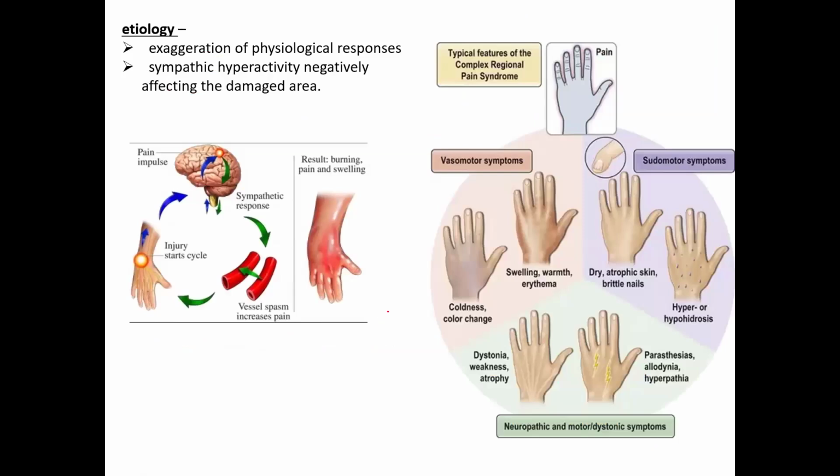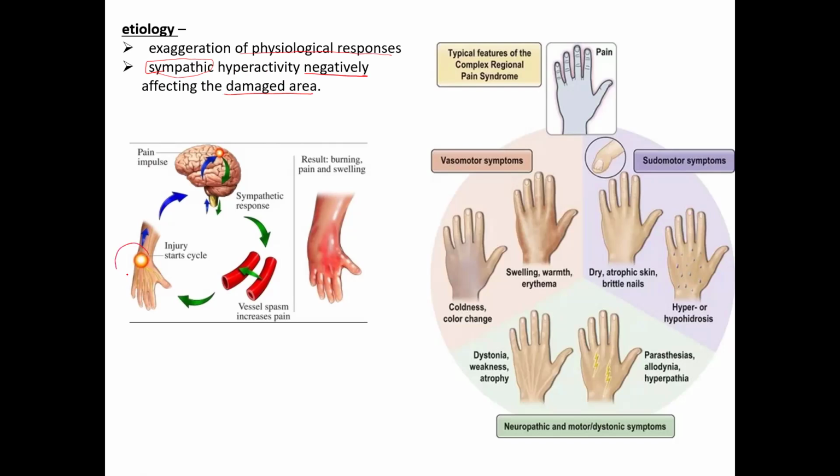So how is the presentation? What is the etiology behind all this? It is an exaggerated physiological response of the body after the fracture or after the injury. What is happening here is that the sympathetic activity is increased. The increased sympathetic activity again acts negatively over the damaged area. So this is how a vicious cycle goes on.